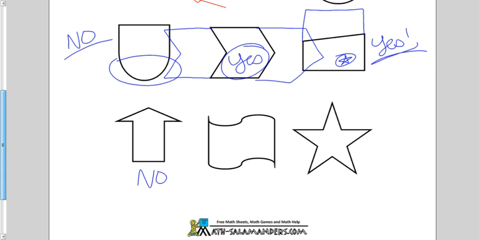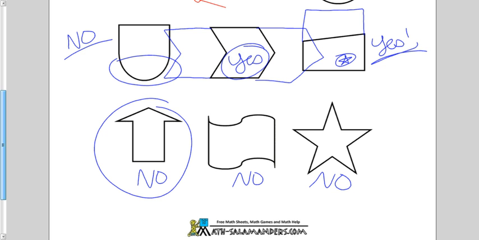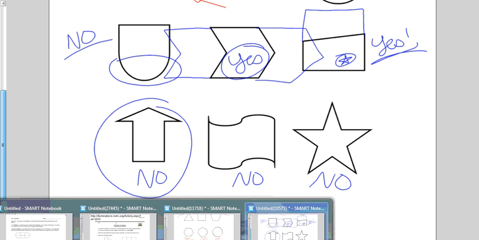So each of these is no. I need to be specific about this guy. Some arrows will tessellate the plane. It depends on how they're drawn. So that one, it's not that all arrows won't tessellate the plane. This particular arrow will not. The second one has curves in it, absolutely not. And the star, we just can't fit enough stuff in between to create a tessellation. So we are now moving on to the next page of your handout.